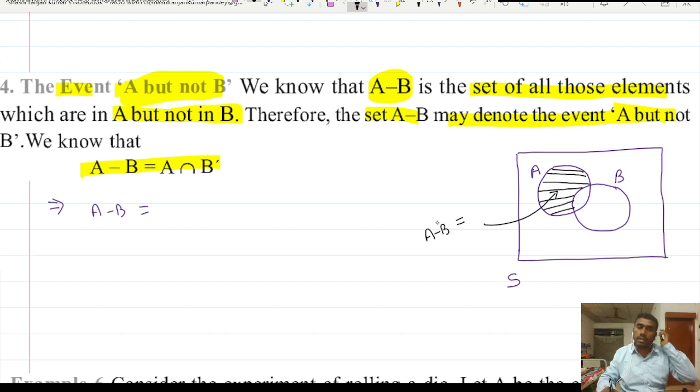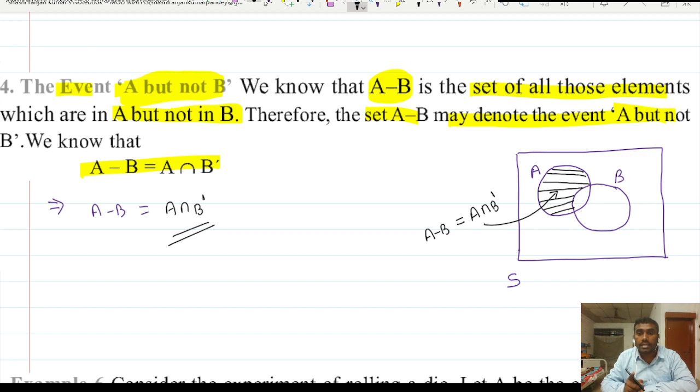And you can see that it is actually the intersection of A and B complement. B complement means outside of B, and if you take the intersection with A, it is the same. So hopefully you get this concept. So A intersection B complement, right? This is the case for A but not B. Okay.